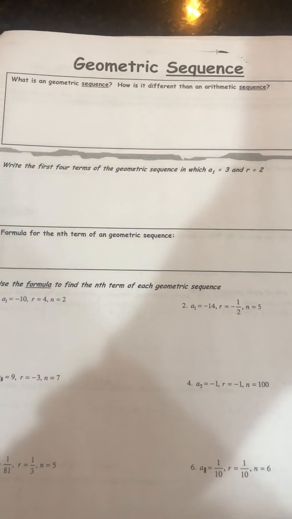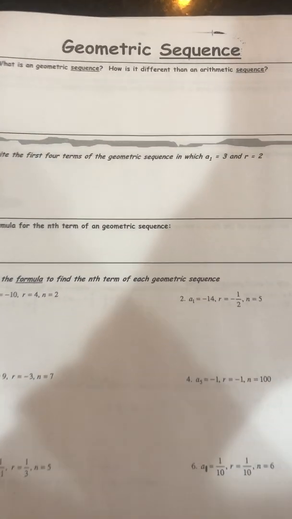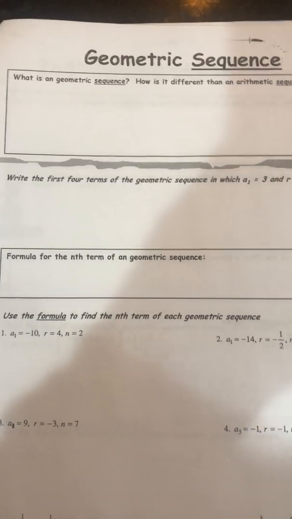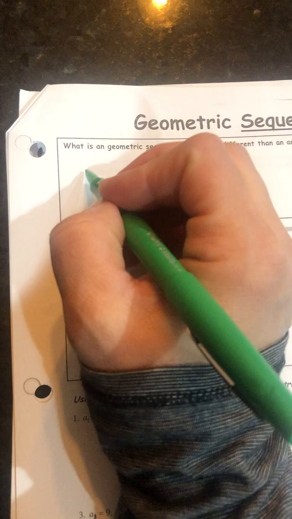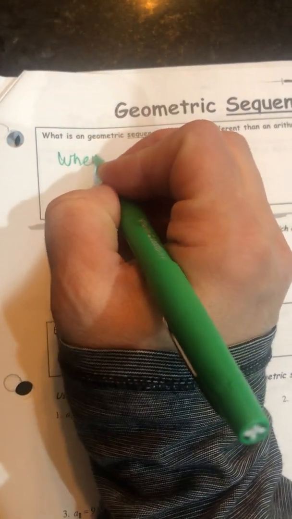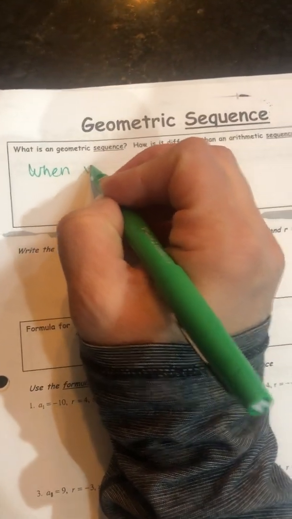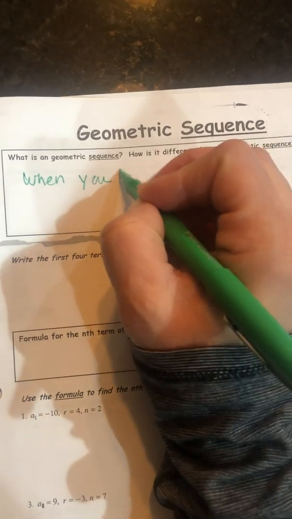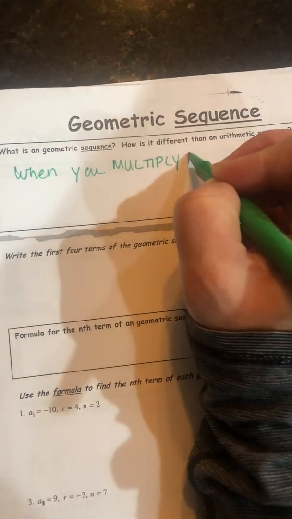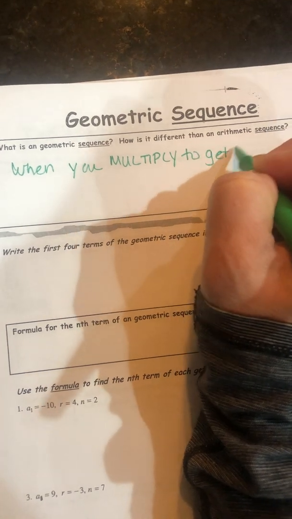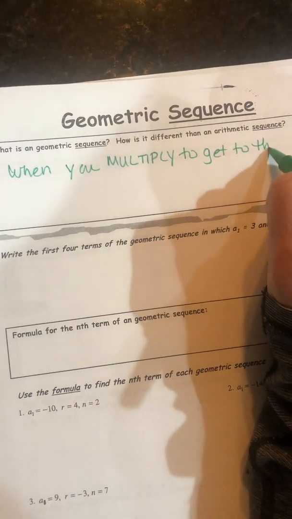All right, so today we get to do geometric sequences. Yesterday we did arithmetic. Today we're doing geometric. Geometric is when you multiply to get to the next number. So instead of adding to get to the next number, you multiply to get to the next number.